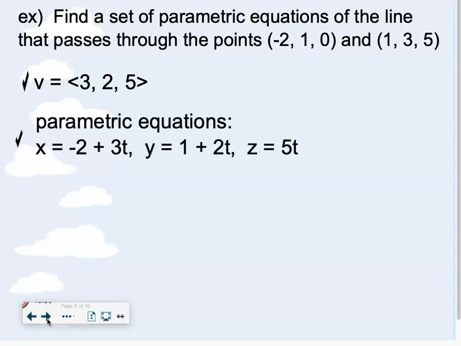All right. So those are my parametric equations. I used the point -2, 1, 0. If I had used the point 1, 3, 5 for my point, would it have still been correct or would it be wrong? Still correct, because it's still a point on the line plus the direction vector to generate the whole line. Good. So there's a lot of different answers. Are there any questions on this one?